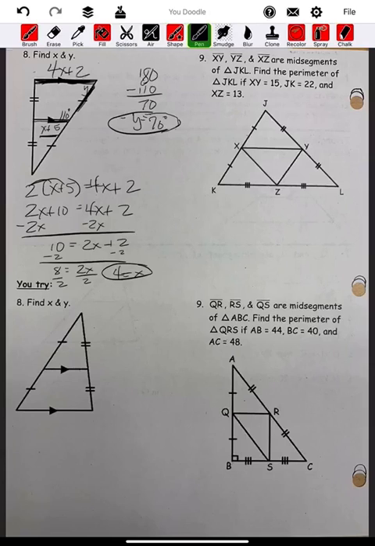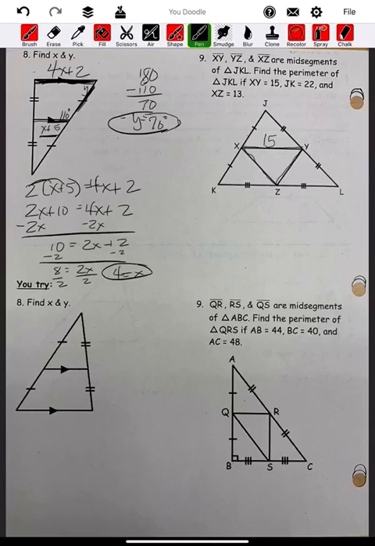So here is a sort of, we'll call it a mini word problem. It tells us that segments XY, YZ, and XZ are mid-segments. So again, here's XY, here is YZ, and here is XZ. So all of these are midpoints. And if you notice the corresponding sides, it says of triangle JKL. So find the perimeter of JKL if we know that XY is 15. So we'll put 15 here.